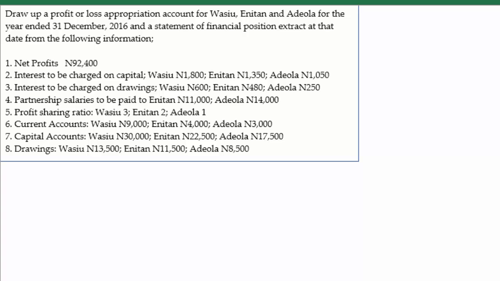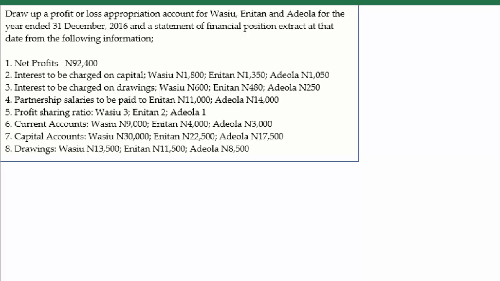It says that you should draw up a profit or loss appropriation account for Wasiu, Enitan, and Adiola for the year ended 31st December 2016 and a statement of financial position extract at that date from the following information. Net profit 92,400. Interest to be charged on capital for Wasiu 1,800, Enitan 1,350, Adiola 1,050.